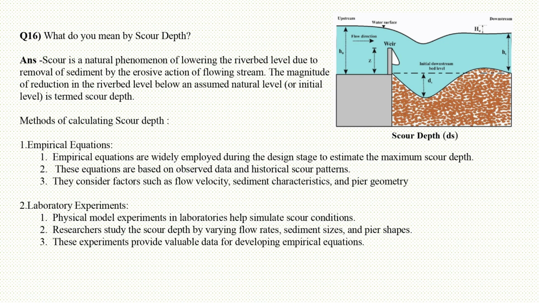1. Empirical equations. Empirical equations are widely employed during the design stage to estimate the maximum scour depth. These equations are based on observed data and historical scour patterns. They consider factors such as flow velocity, sediment characteristics, and pier geometry.